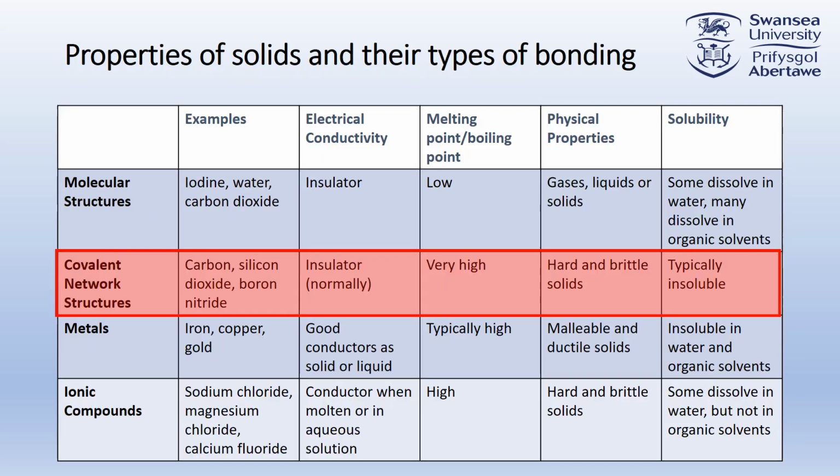Okay, so moving on, let's look at our covalent network structures. So good examples here are silicon dioxide, quartz, and carbon. They're basically infinite structures held together by really strong covalent bonds, and the structure is found in many non-metal elements.